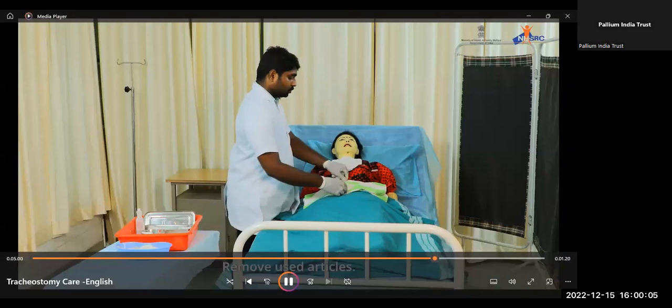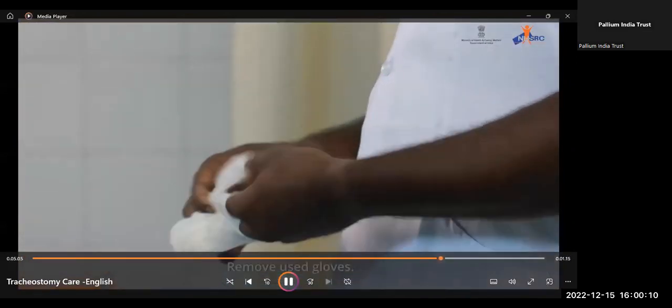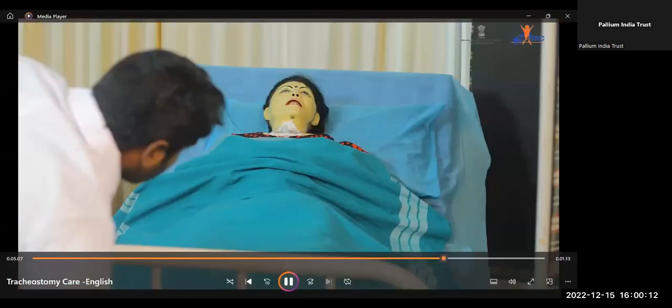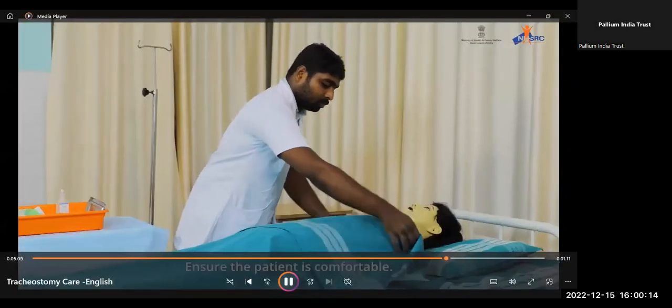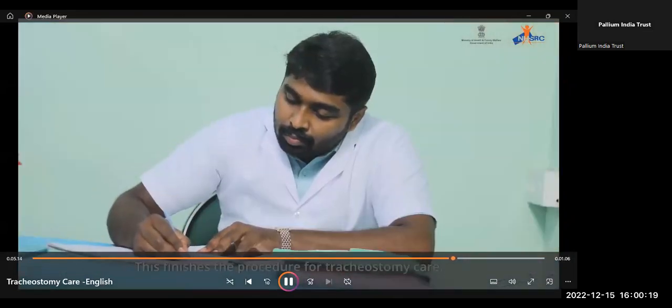Remove used articles. Remove used gloves. Ensure the patient is comfortable. Document the procedure. This finishes the procedure for tracheostomy care.